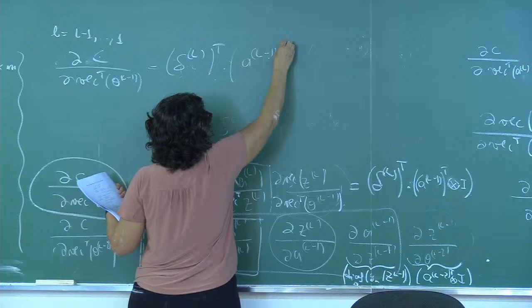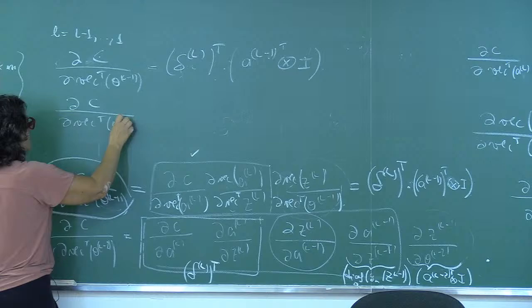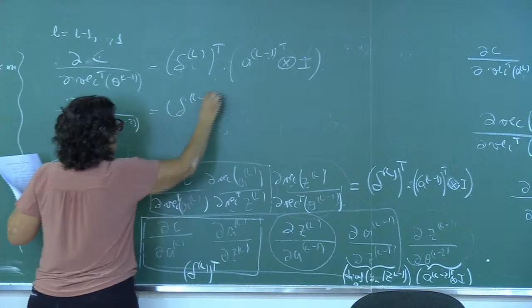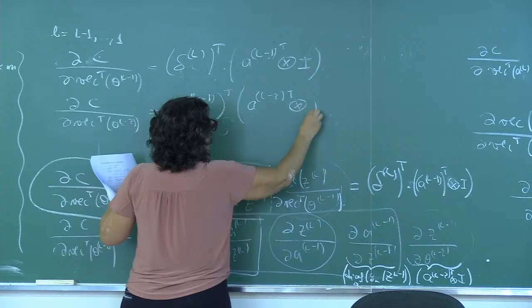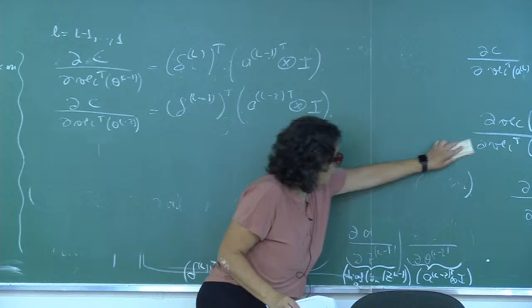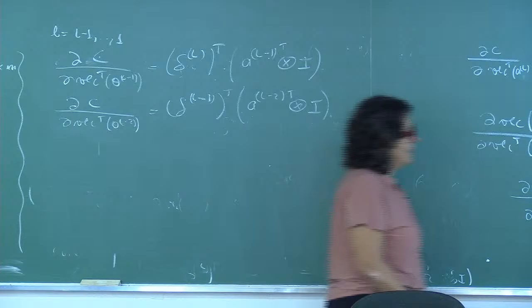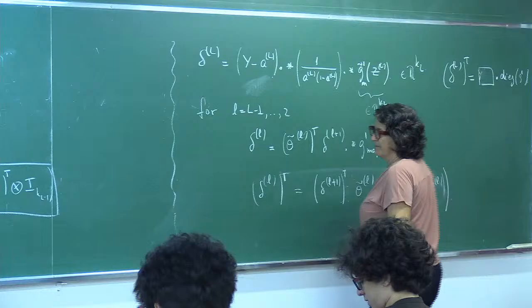Transpose times AL. The second one is theta L minus 1 transpose times AL minus 2, which is a very simple thing. Why is it very simple? Because we know an easy formula to go from one to the other. If you want to compute delta L minus 1, the only thing you need is delta L, and then you directly do all this multiplication. And that's it.